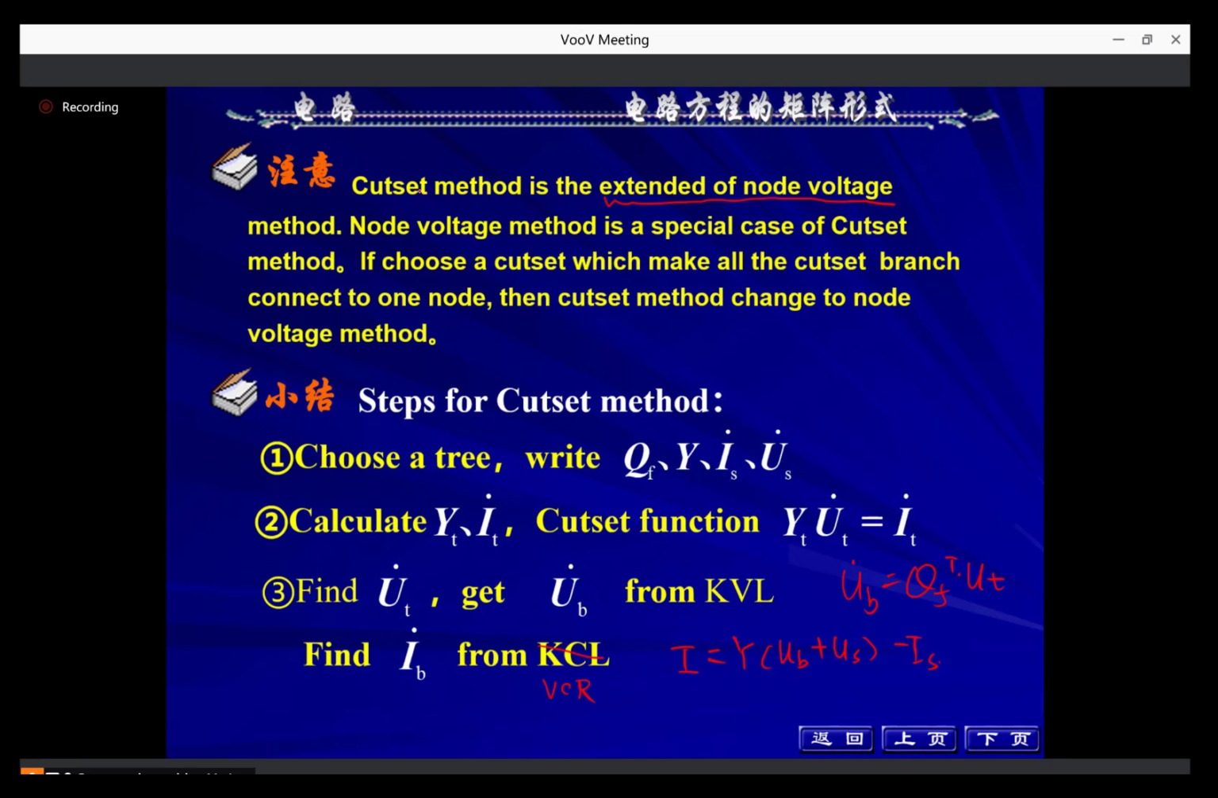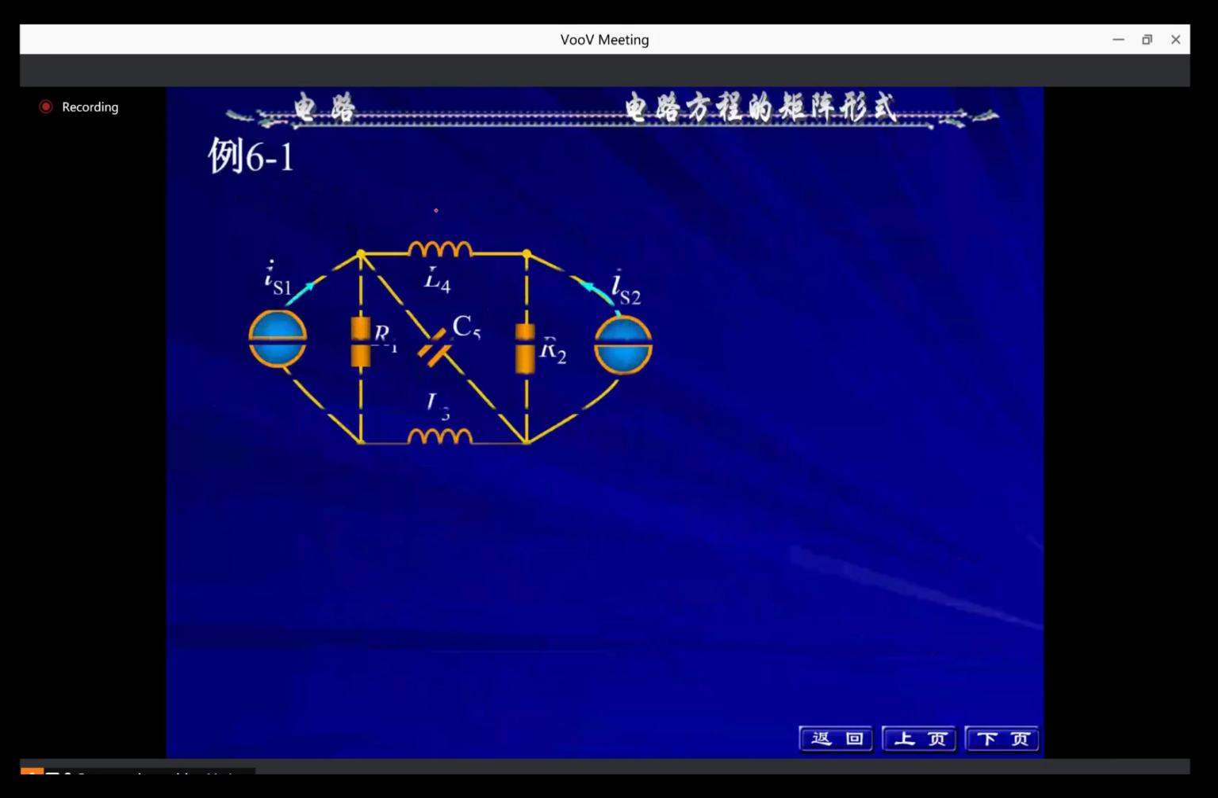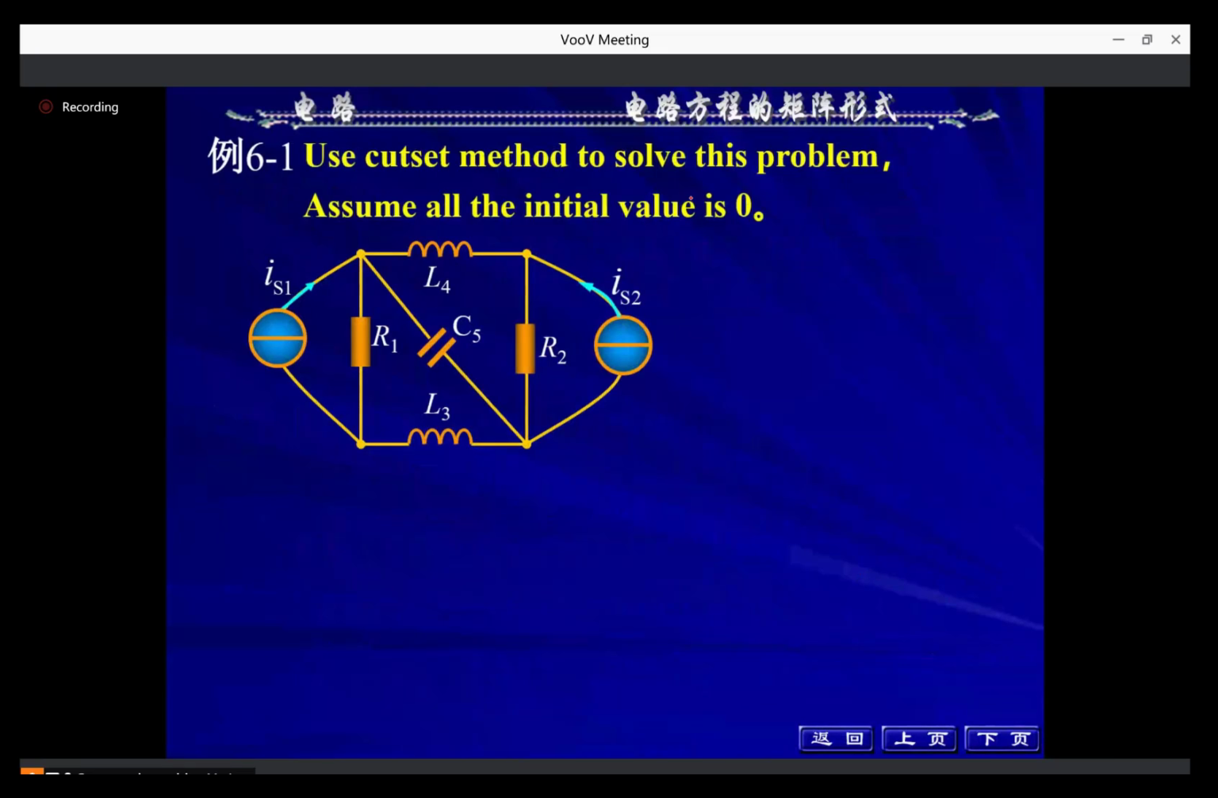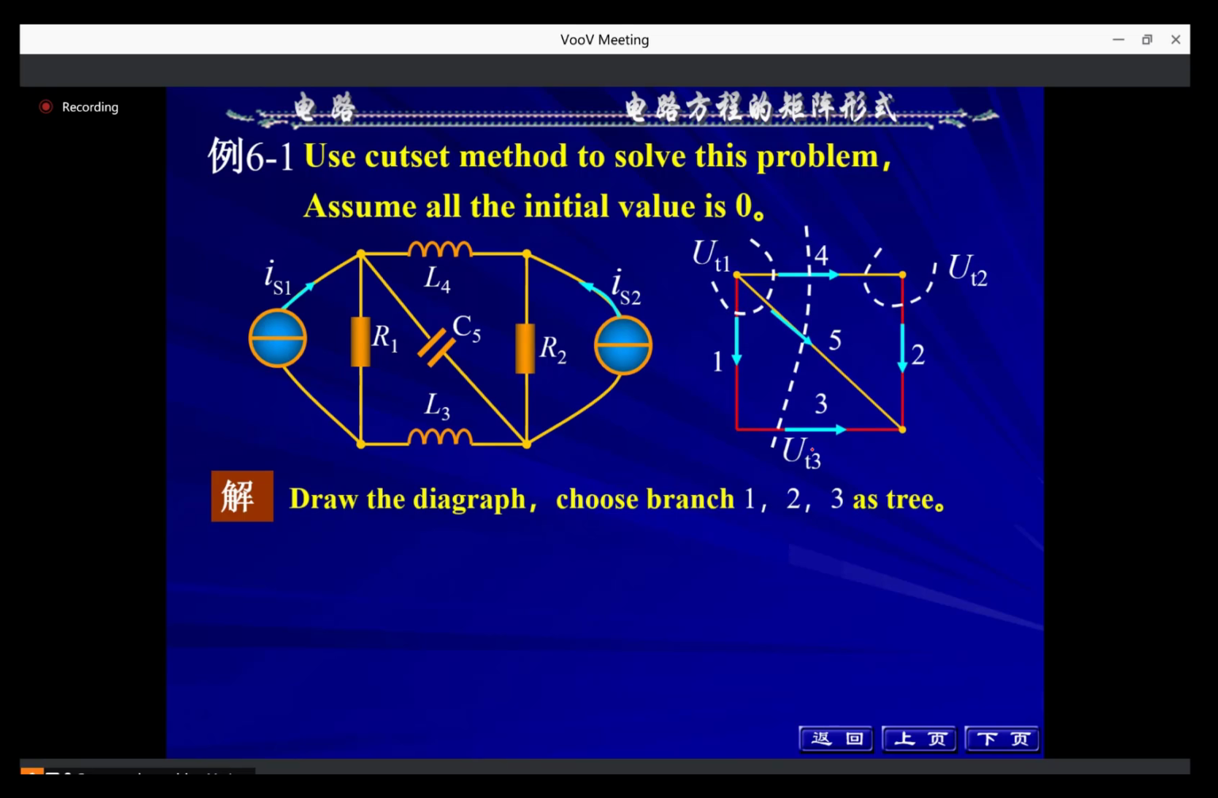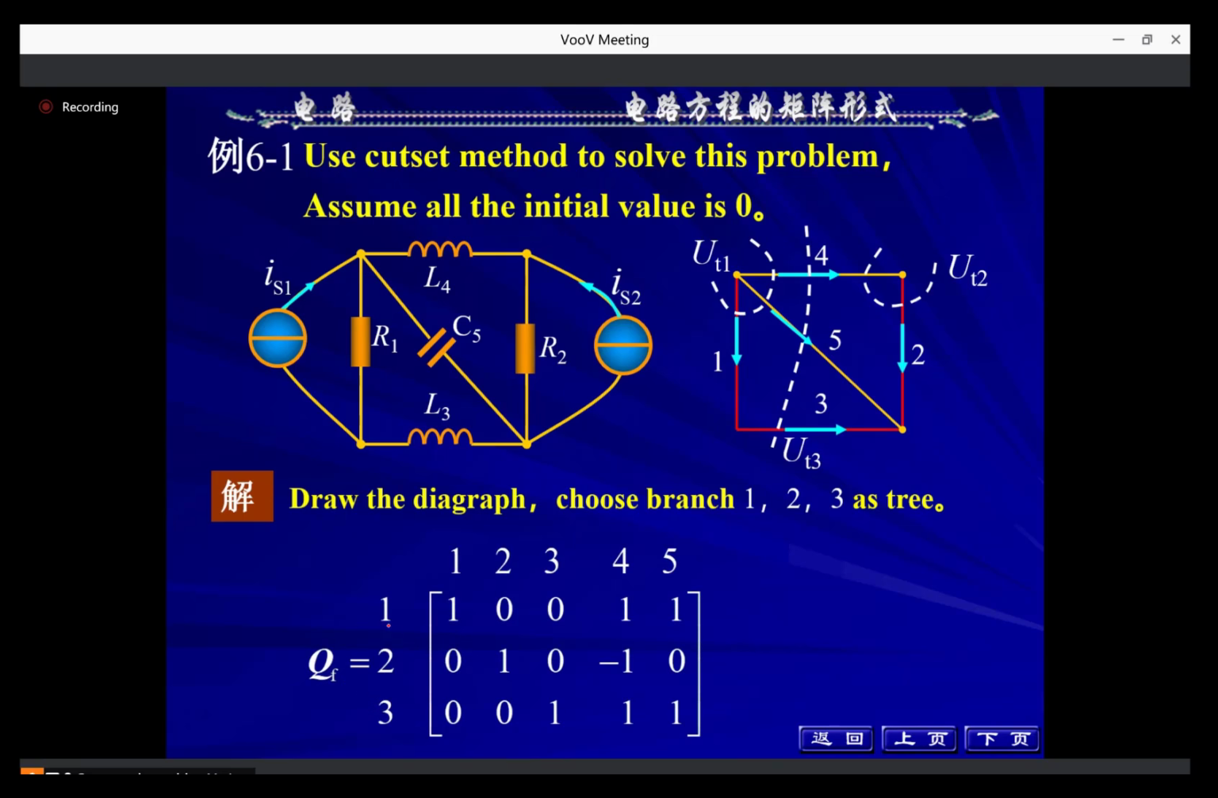For example, use the cut set method to solve this problem. Assume all the initial values are 0. This means these three components are in zero initial state. Draw the diagram. We choose branches 1, 2, 3 as the tree, and 4 and 5 as the links. Then we can draw the QF.